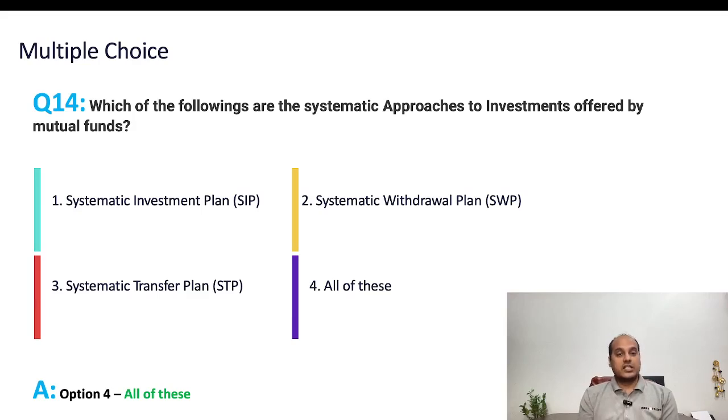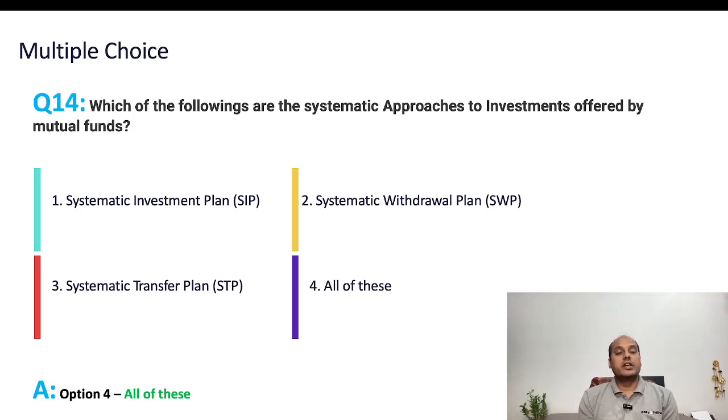In SIP, systematic investment, you put your money in a fund from your bank account every month or every quarter or weekly, whatever is the frequency you have chosen. Systematic withdrawal plan is where you have already invested some money in a fund. Now you are taking a certain fixed amount or variable amount every month or every quarter, and it's systematically withdrawn from the fund to your bank account.